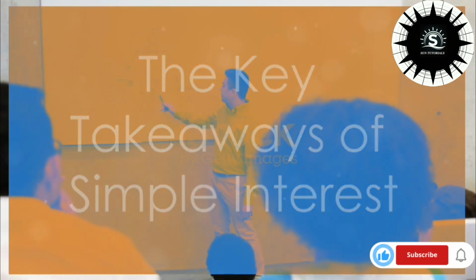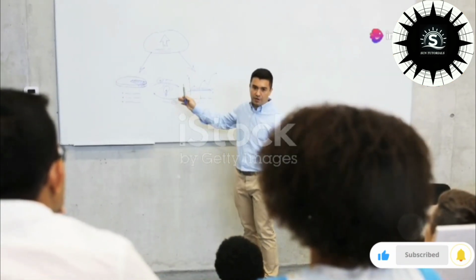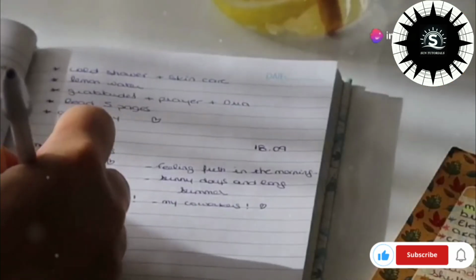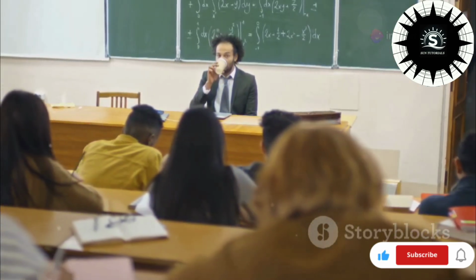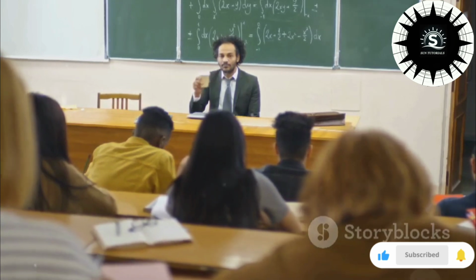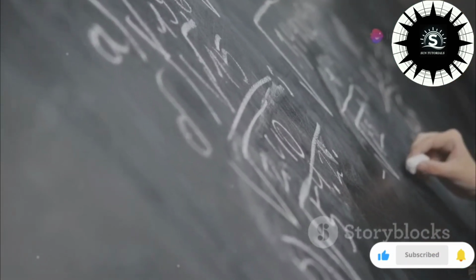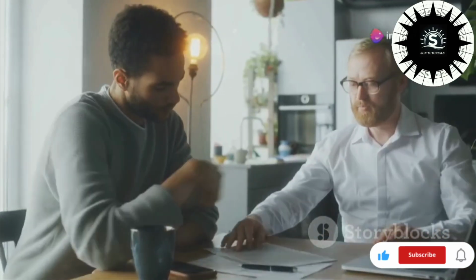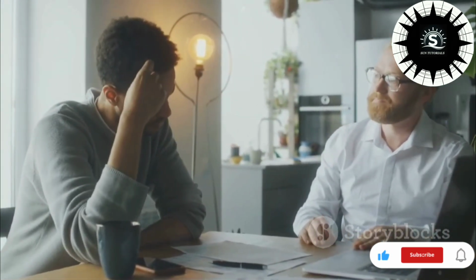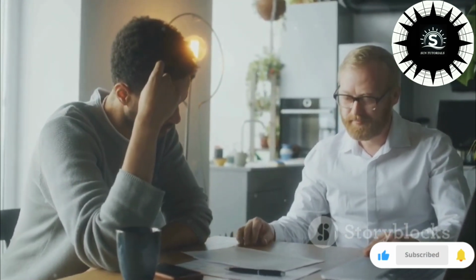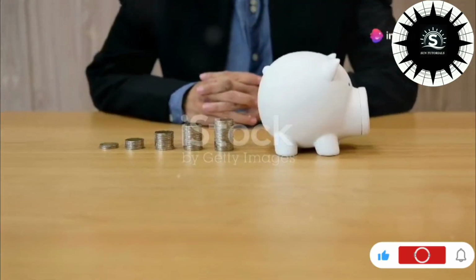Section 10. Time to recap. The key takeaways of simple interest. Let's recap the key points we've covered. Simple interest is a fundamental financial concept that's easy to understand and calculate. It's calculated using the formula I equals P times R times T, where P is the principal, R is the interest rate, and T is the time period. Simple interest has various applications in real-life scenarios, from calculating interest earned on savings accounts to determining the interest owed on loans.